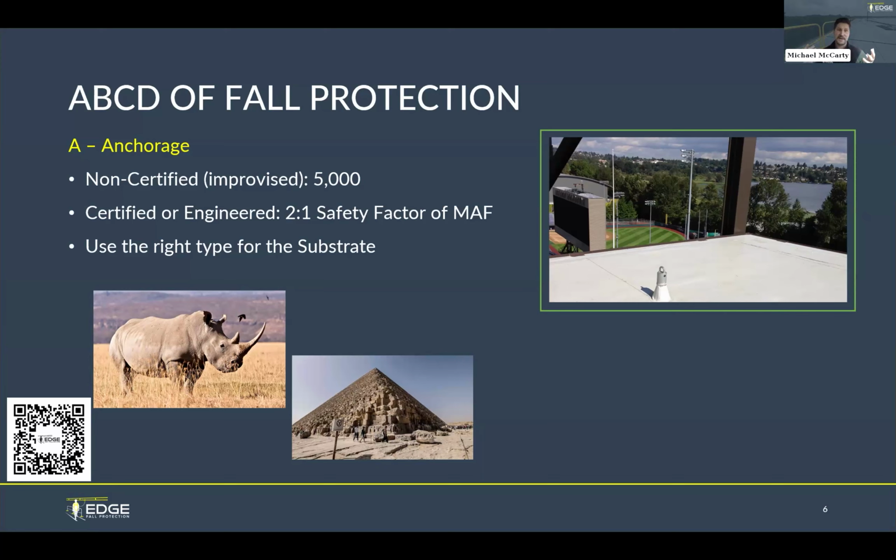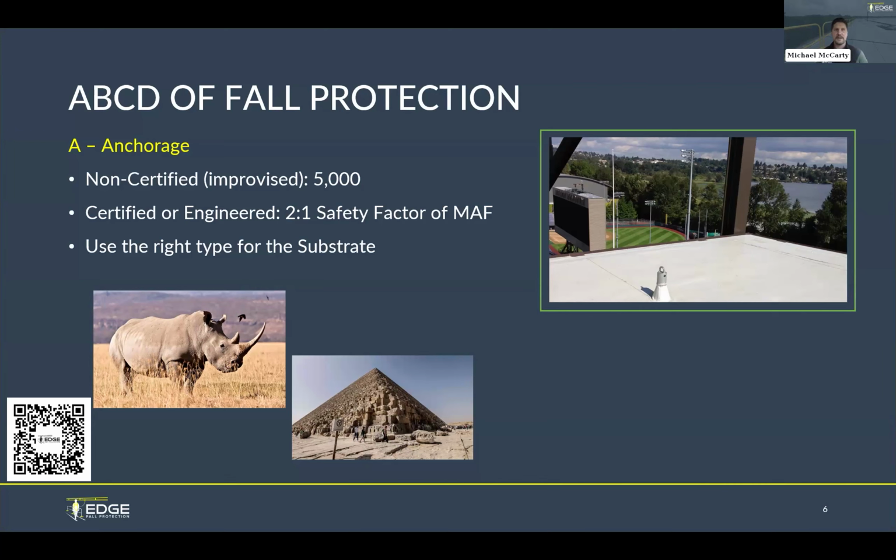Non-certified, improvised: that's 5,000 pounds. So this is people in the field saying, yes, I can tie off to that beam, I can tie off to that structure. What weighs 5,000 pounds? A rhinoceros, or one block from the pyramids of Giza. If you can conceptualize a rhinoceros, if you've ever seen one, I think it's a more fun concept than hanging a truck or something like that.